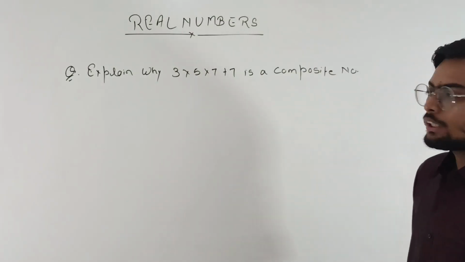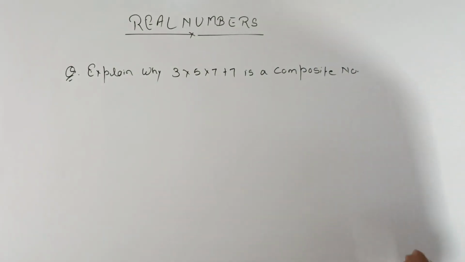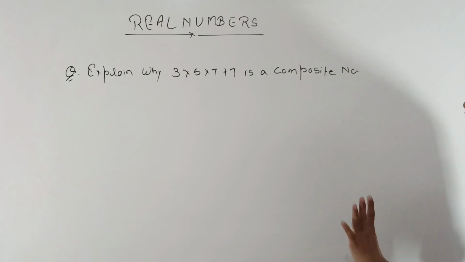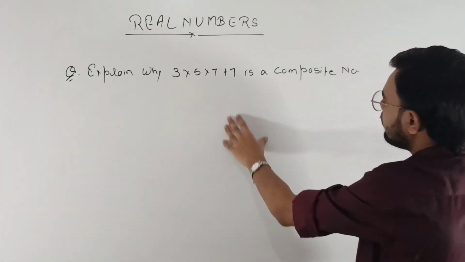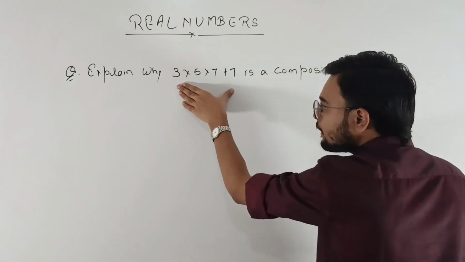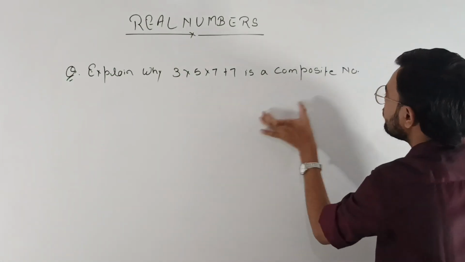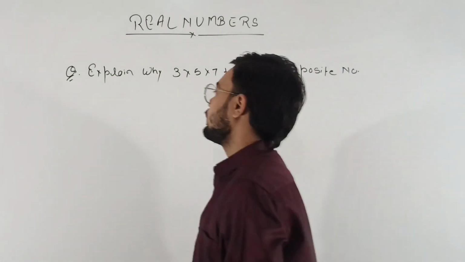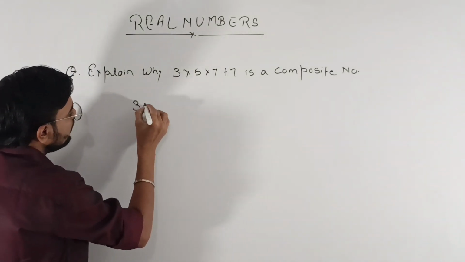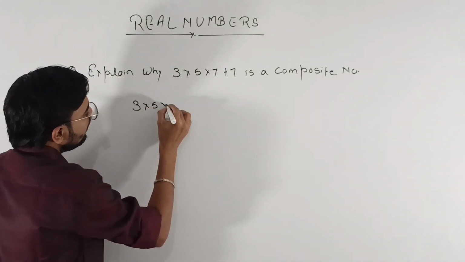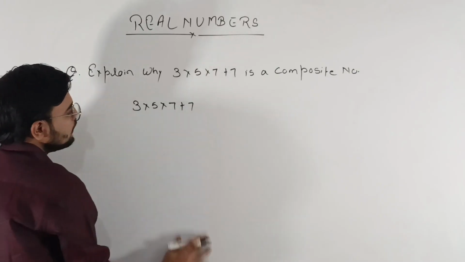Now let's practice some questions regarding prime and composite numbers. Our first question is: explain why 3 into 5 into 7 plus 7 is a composite number. This is a number, and we have to explain why it is a composite number. Understood? So first I write the given number. The given number is 3 into 5 into 7 plus 7.